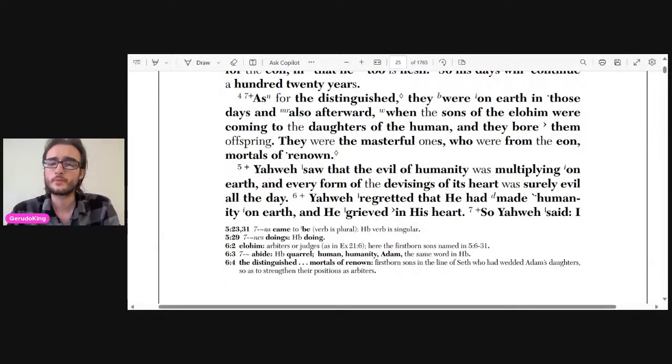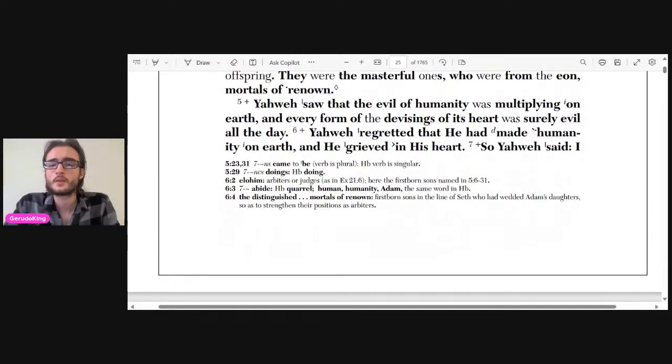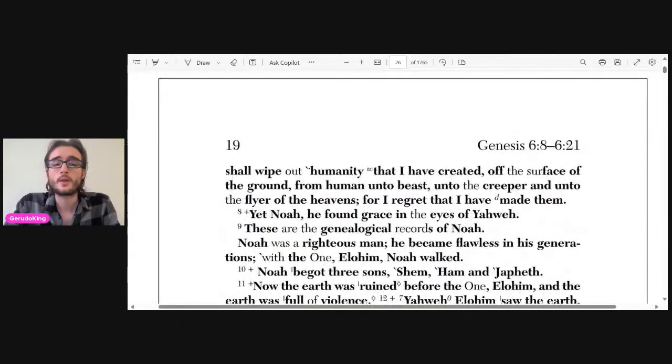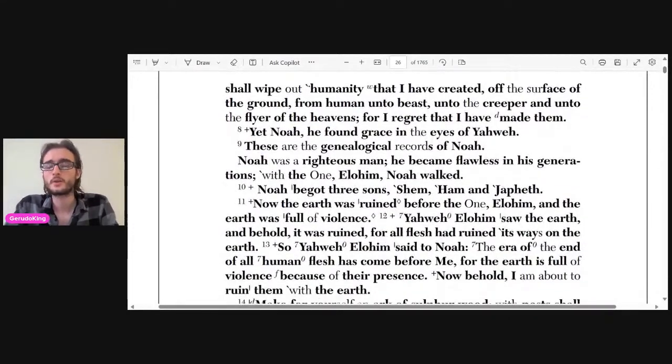Yahweh saw that the evil of humanity was multiplying on earth, and every form of the devisings of its heart was surely evil all the day. Yahweh regretted that he had made humanity on earth, and he grieved in his heart. So Yahweh said, "I shall wipe out humanity that I have created off the surface of the ground, from human unto beast, unto the creeper, and unto the flyer of the heavens, for I regret that I have made them." Yet Noah, he found grace in the eyes of Yahweh.